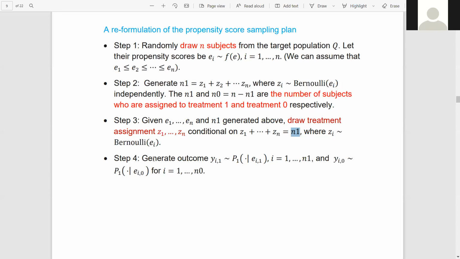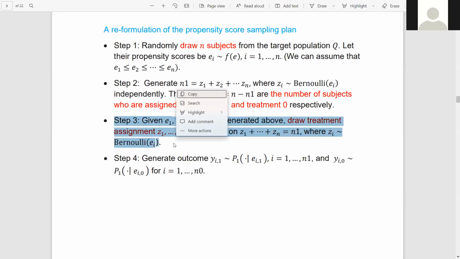Now step 4, after you generate these individual Zi, for all these I, then you can draw this outcome variable Y. Okay, so here we got the 4 components of the total variation. Now we're just going to remove the variation in step 3. So let's see how we can do that.